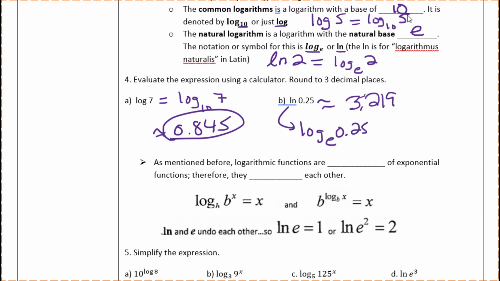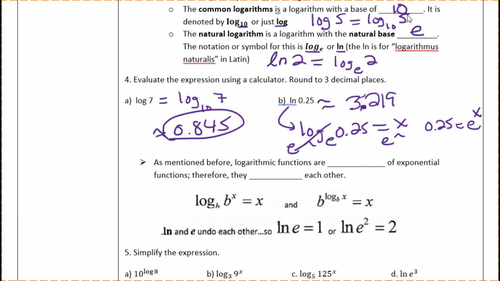So really what you're doing when you do this, you're trying to figure out e to the what power gives you 0.25. If you were to solve this, you're going to raise both sides to the e so you can cancel out the log e. And then you have 0.25 equals e to the what power. So e to the what power gives you 0.25.